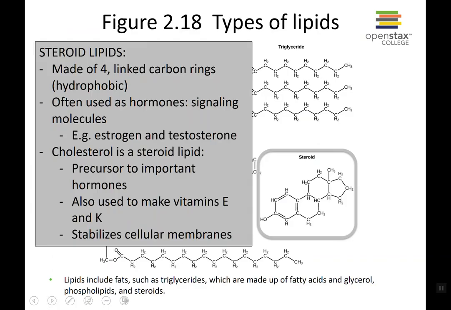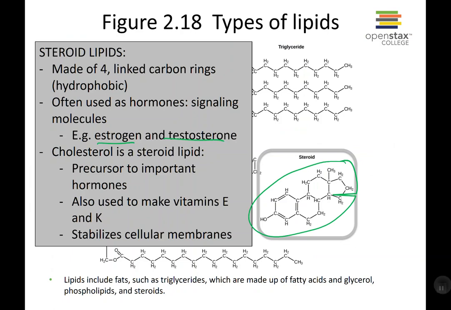Okay, steroids. So steroids are also important, and that's because we use these to make hormones. So hormones like estrogen and testosterone, and a bunch of other hormones as well. So if you take A&P, you'll learn all about those, probably more than you want to know, so stay tuned for that.